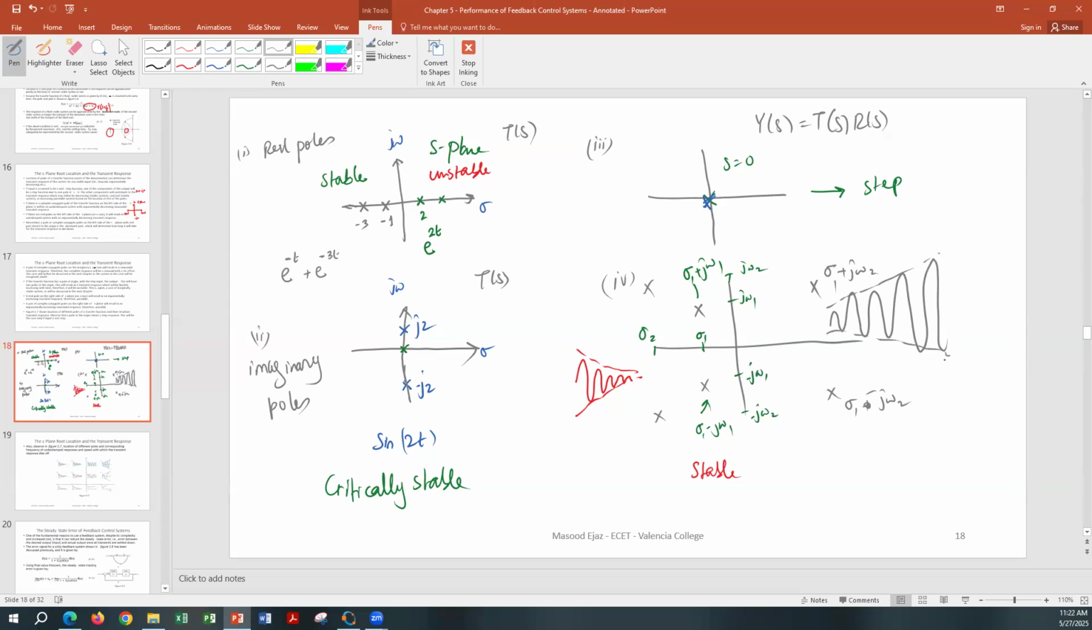And of course, the frequency of those oscillations is going to be higher if the omega value is higher. And the higher the sigma value, the faster it's going to be increasing. So this is how you envision, based on the poles of the transfer function, what the transient response of the system is going to look like. Again, without going into the values, just the shape of the transient response.